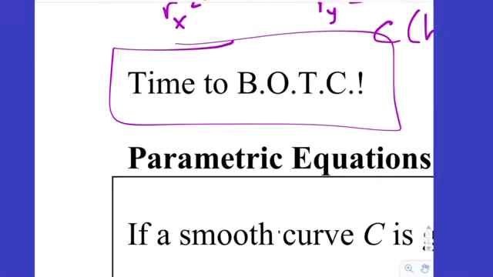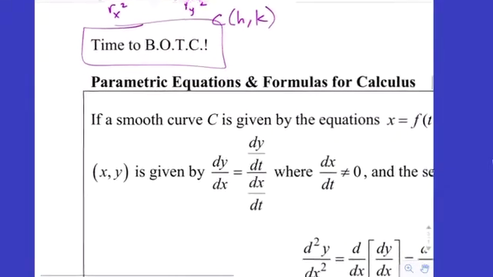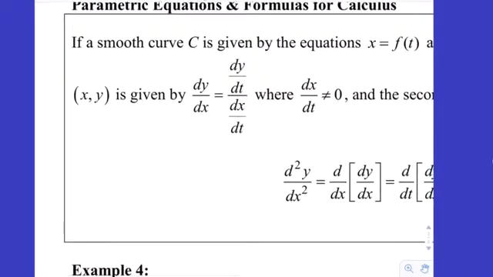Okay, so yesterday we learned about parametrics. Today we're going to learn about the calculus of parametrics. It is time to BOTC. Bust out the good stuff, the calculus, okay? So here it is, in the box. You know, if it's in a box, it's probably pretty important.